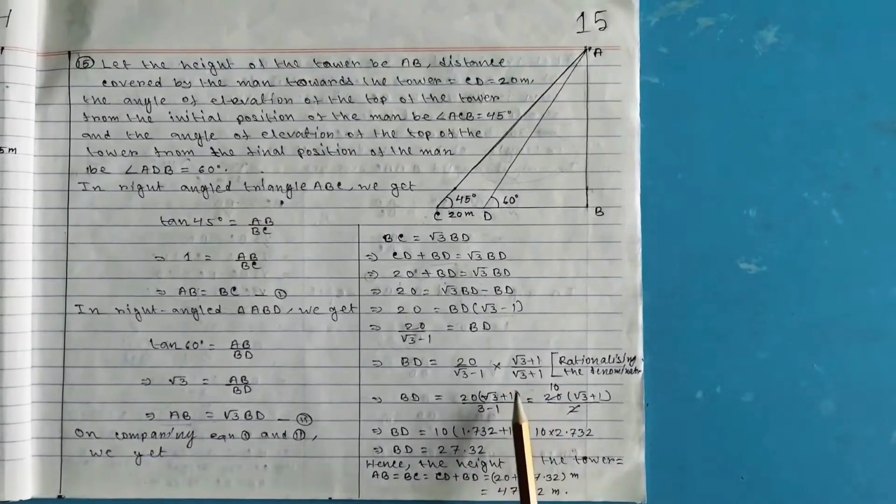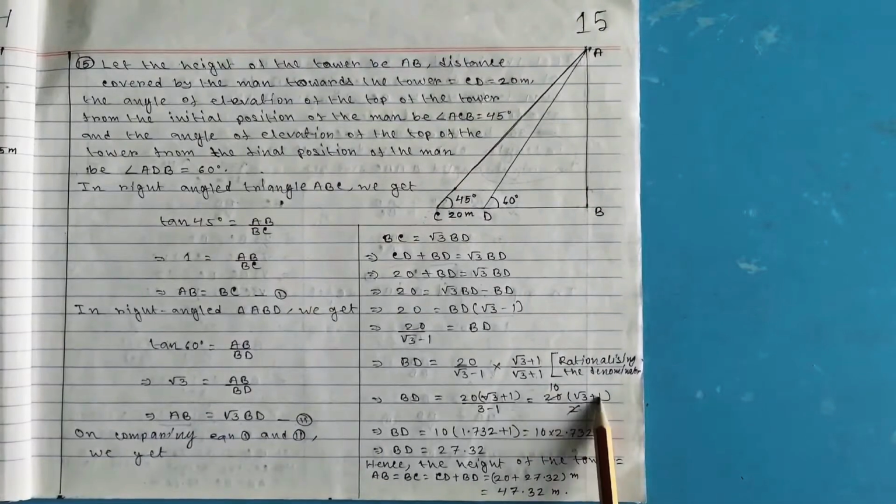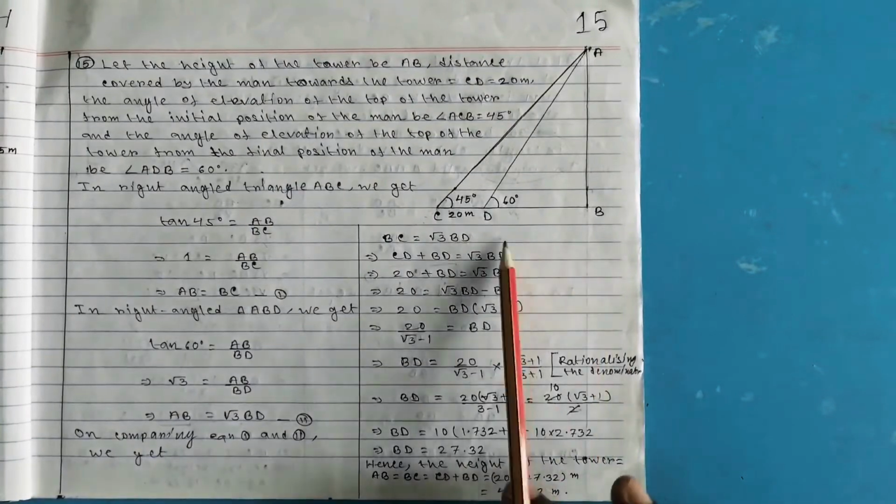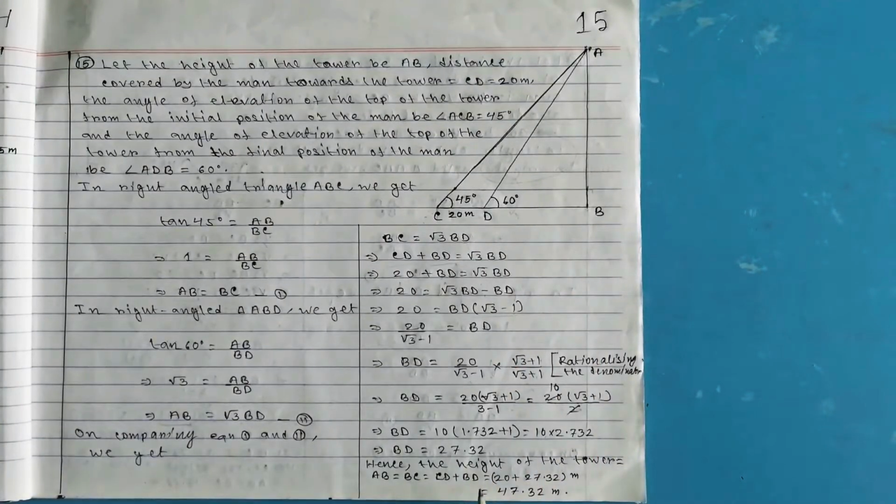After rationalizing, a minus b into a plus b means a square minus b square. So 3 minus 1 means 2. By 2 if you cancel out, then 10. So 10 into root 3 plus 1, and root 3 means 1.732. So 10 into 2.732. So BD equals 27.32. So BD we have got 27.32.